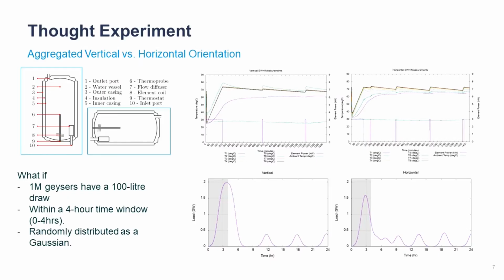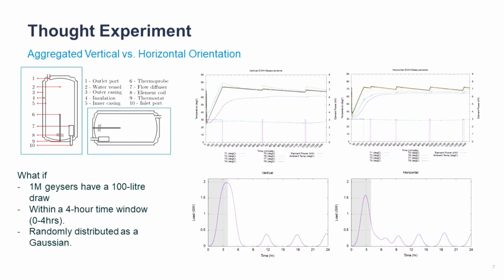In the vertical tank, this I believe was a 2 kilowatt tank. So 2 kilowatts times a million, we're getting 2 gigawatts worth of load. So these are the 4 hours of that time window. And so all of the events happen within this time window with a Gaussian applied. So you could see that's why all of these look like a Gaussian.